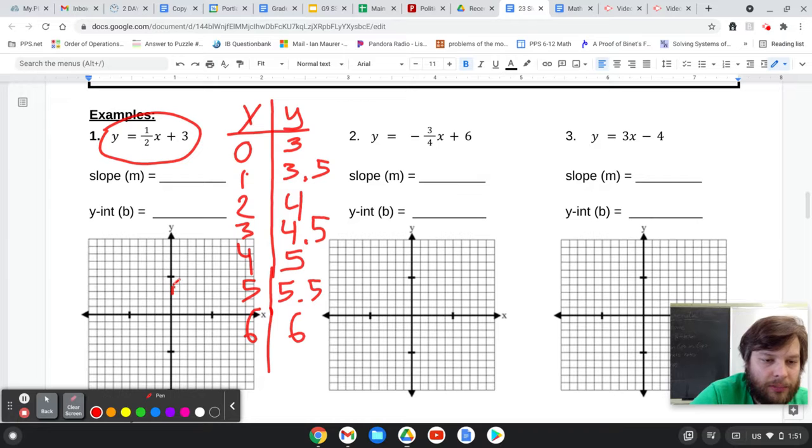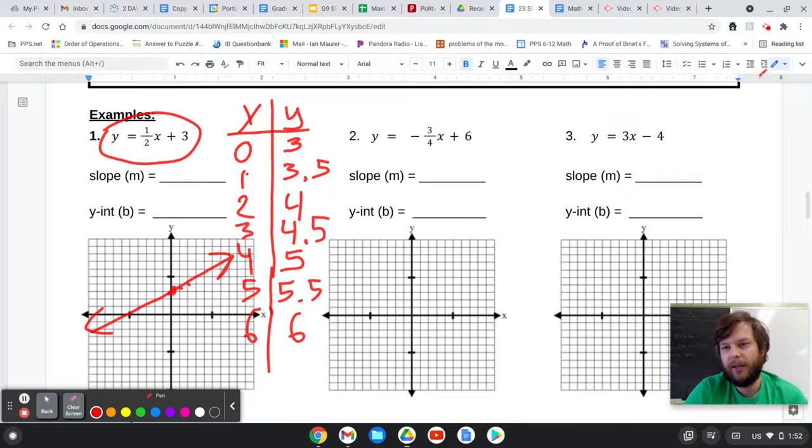Either way, once you start putting your dots on the graph, there's 0, 3. Here's 1, 3.5. Try to fit it right in between. 2, comma 4. Connect your dots like that, etc. Okay, so you can always just use a table to make the graph.